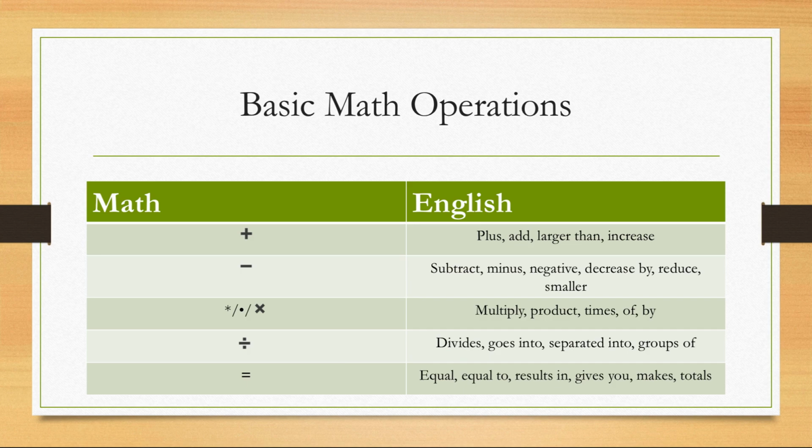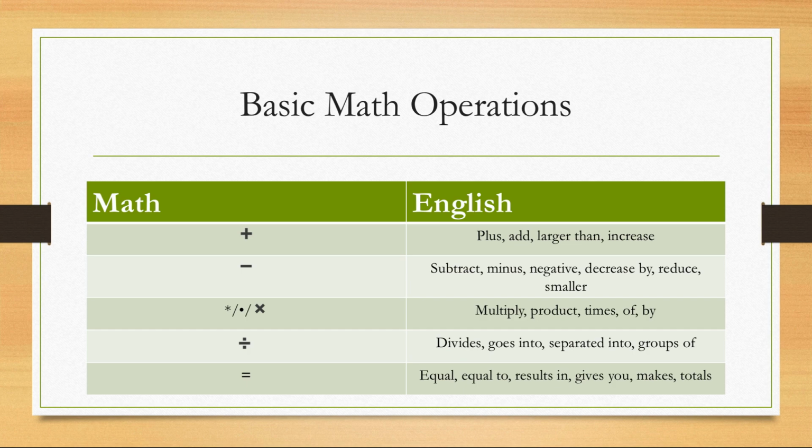Next, we've got the division sign. I'm sure everyone's seen it, but I have a fun fact for you. The actual name of this division symbol is an obelus. But it's not at all necessary for you to memorize this because almost no one knows that this is its name. But tidbits of information are always fun. Anyways, moving on. This is represented with the English words divides, goes into, separated into, groups of. So if your word problem has any of those words, you'll know what to do.